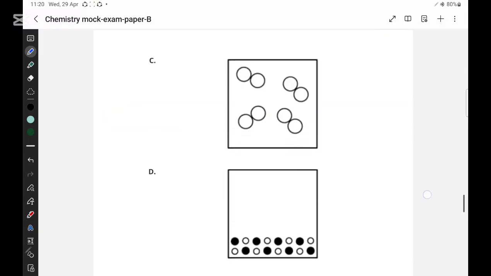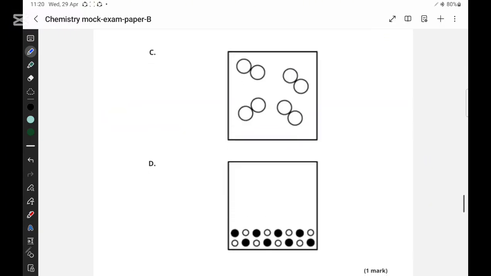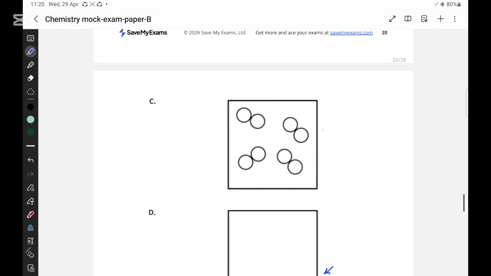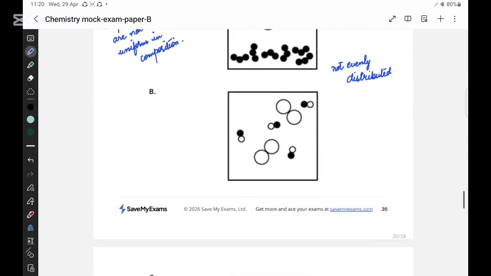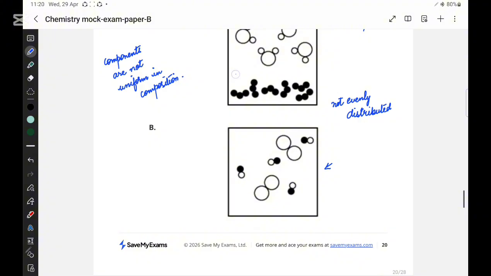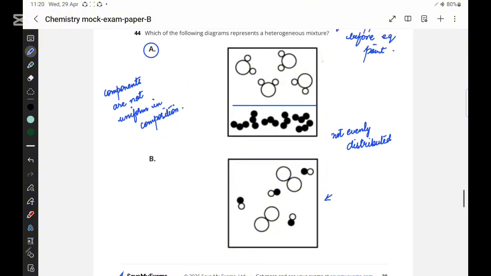All other options, you can see that it doesn't show that. Here the particles are uniformly mixed, so it is going to be a homogeneous mixture, and this is also going to be a homogeneous mixture, and this also represents a homogeneous mixture. But here you can see one type of particles is on one side and the other type of particles is on the other side, so they are not uniformly mixed.